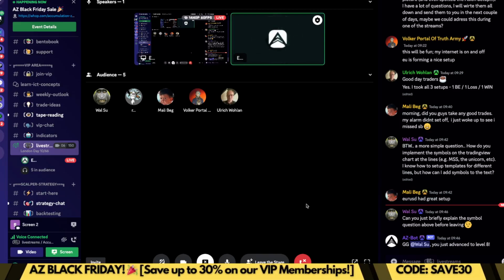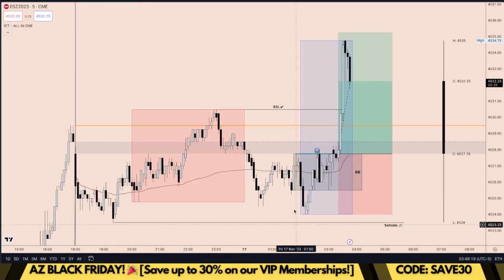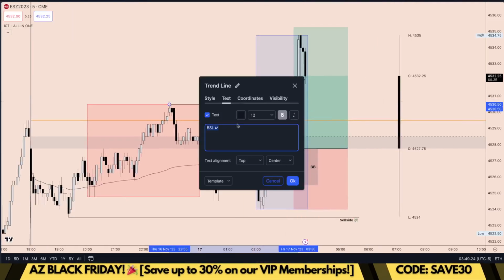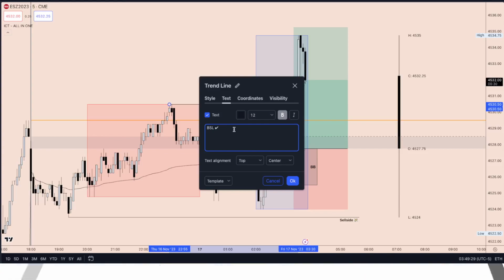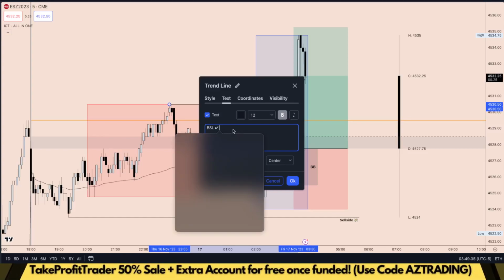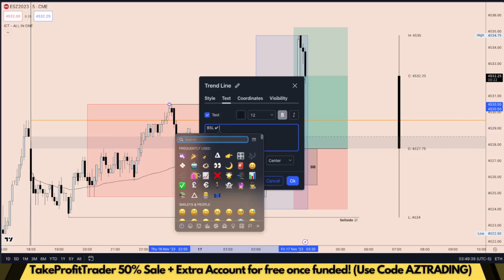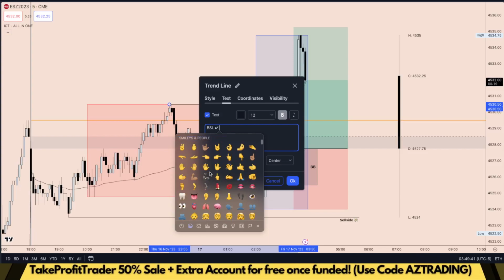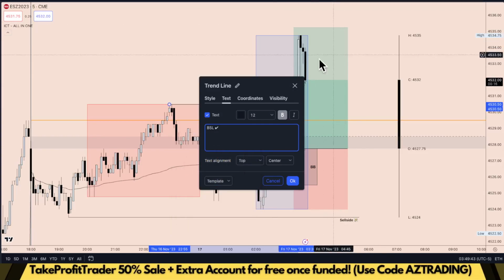Can you simply just briefly explain the symbol question above before leaving? How do you implement the symbols on the TradingView chart at the lines? Unicorn, I know how to set up templates for different lines, but how can I add symbols to the text? That might be a Mac thing. If I go into the text here, I hit FN, that's what it says on my keyboard, the bottom left key, and then this little emoji tab eventually pops up, and I can put whatever I want in here. Or you just copy an emoji from the internet and paste it in here.